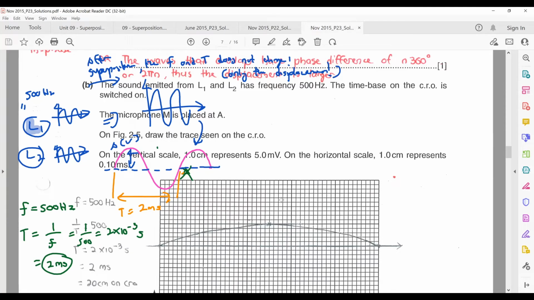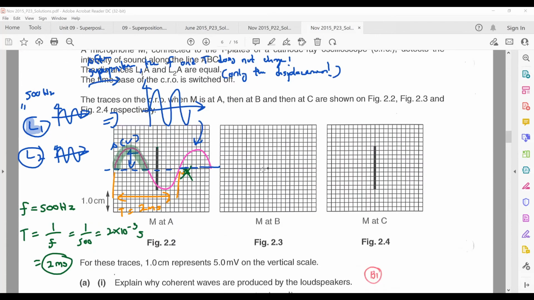But notice that I'm not showing the entire waveform. I'm actually just showing you half of the waveform, which was only from here to here. Let me go back to this one. If you look at this one, it is a period of 2 milliseconds. And this one, I know that this is worth 2 centimeter, but this is not the amplitude. The amplitude is only worth 1 centimeter on the CRO screen.